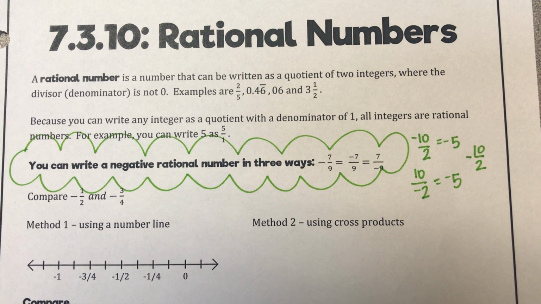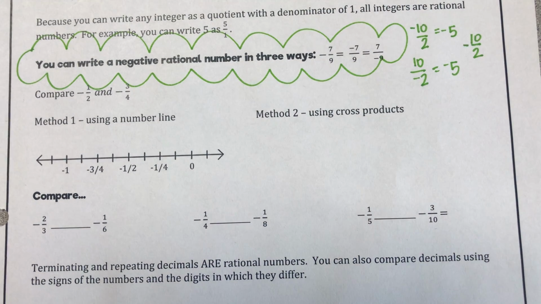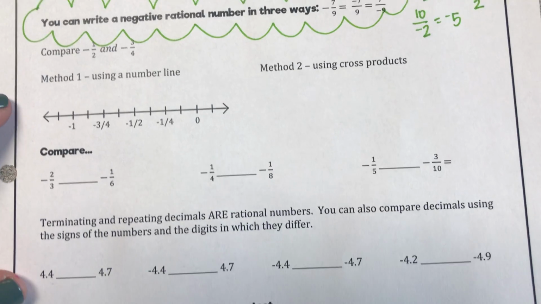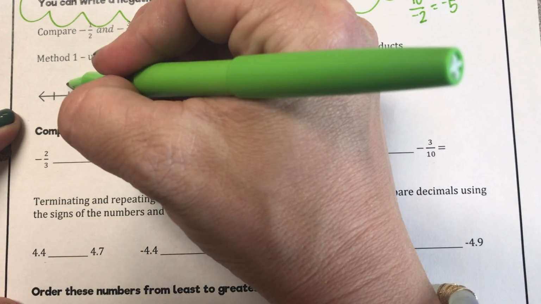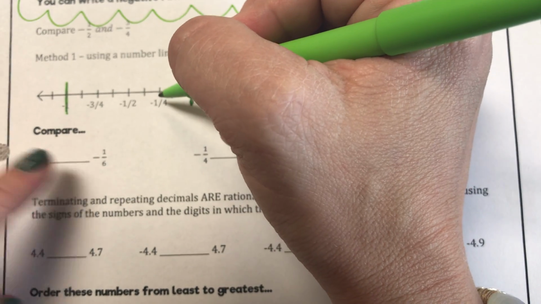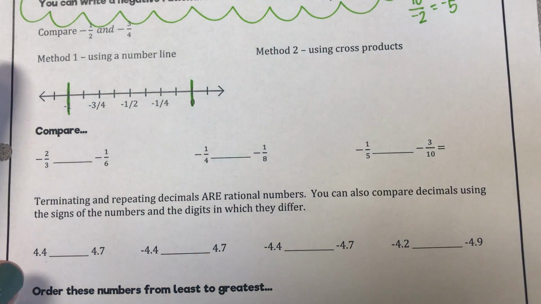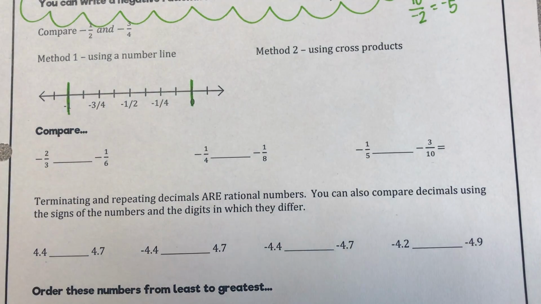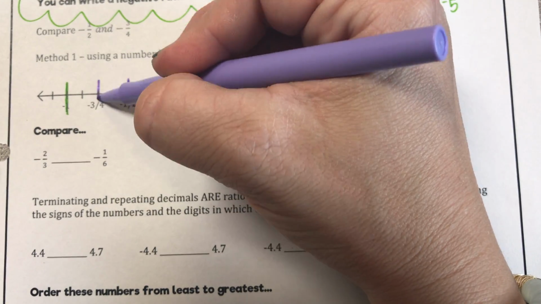Okay, so down here it says compare negative 1/2 and negative 3/4. Okay, method 1 is using a number line, right? This is 0, this is negative 1. So this would be negative 1/2, negative 1/4, negative 3/4, or 3/4. So if we're going to compare negative 1/2, that would be right here. And negative 3/4, that's down here.